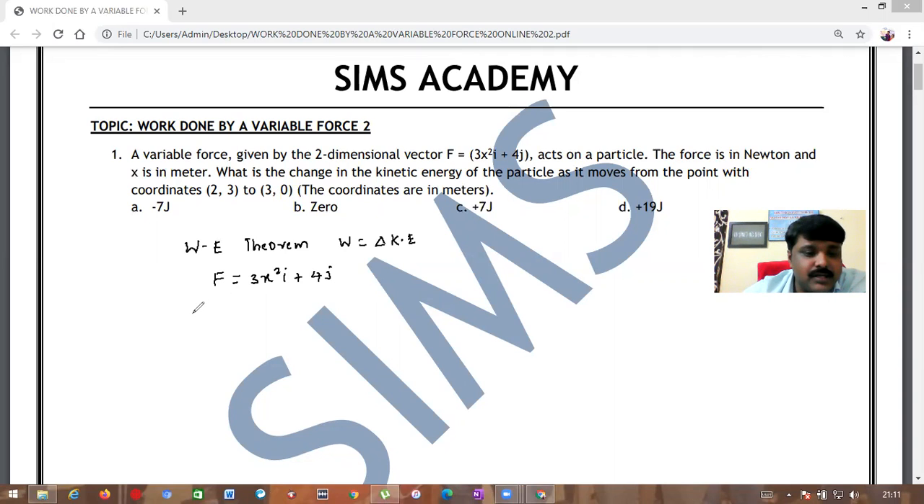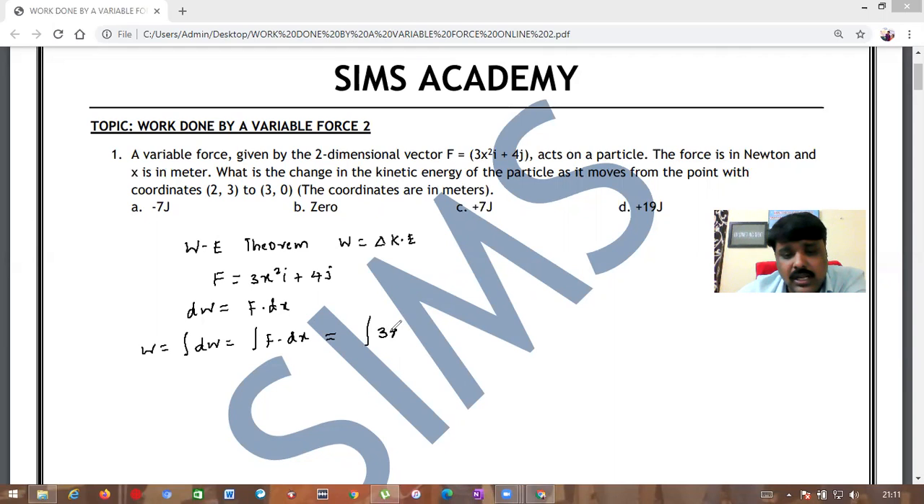Now, if we consider a small work done, dW, we write it as F into dx. If you want to find out the complete work done, then we integrate, that is integral F dx. As the coordinates are given here, the x coordinate is going from 2 to 3, and in the y direction it is moving from 3 to 0.